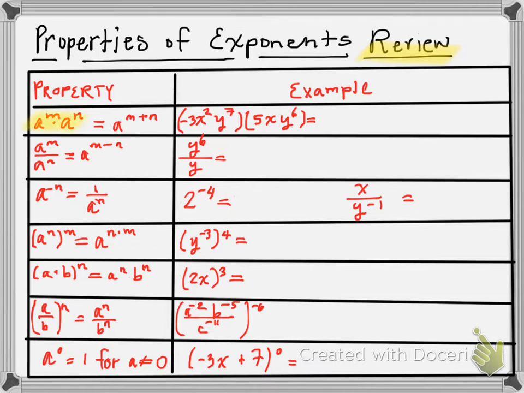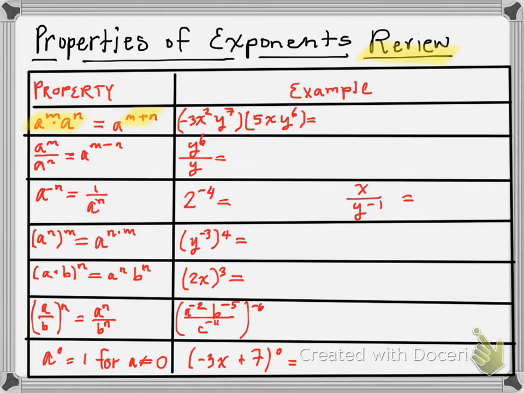The first property we're looking at is what happens if you have a base raised, this is a to the m times a to the n. So the bases are the same, but they have different exponents. When you're multiplying, you will add those exponents. In the example, I actually gave you a more complex example. It's not the most basic example because I think you're up for it since this is a review.